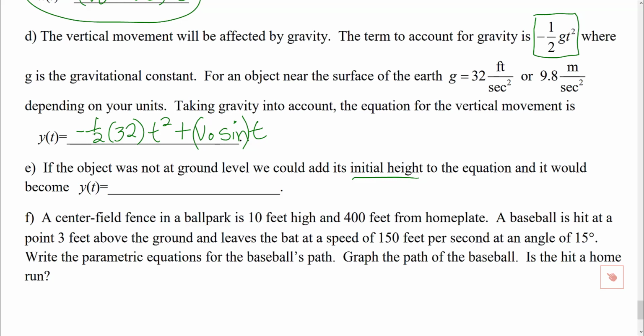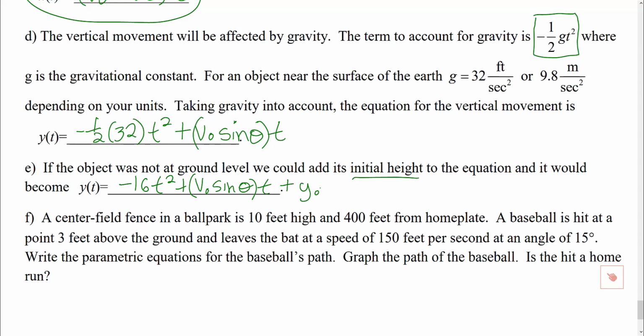So we combine the negative 1/2 and the 32. That's going to be negative 16 t squared plus v naught sine, oh, I left off the theta. That's what looked funny. Sine theta t, and then plus y naught, and y naught means the initial height, so the level of the bat or up on the cliff or whatever that might be.